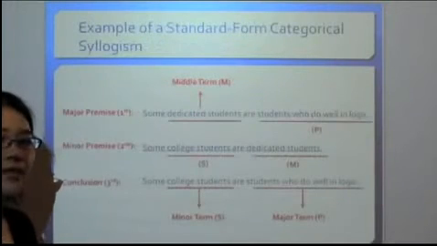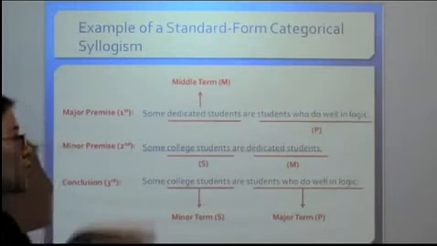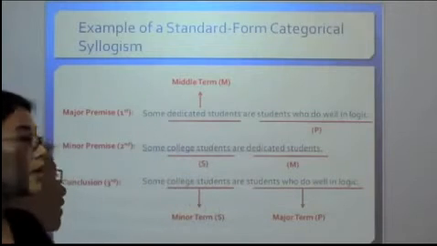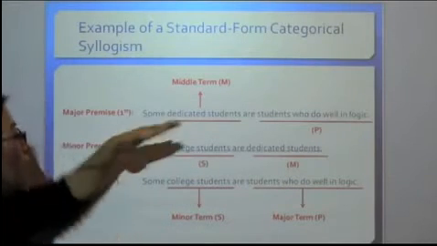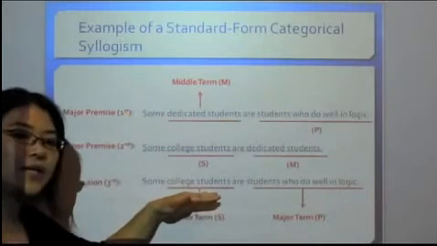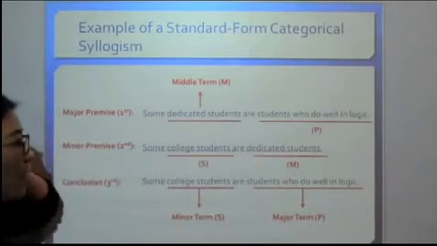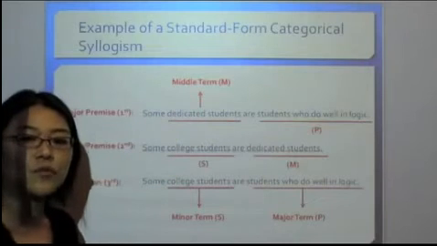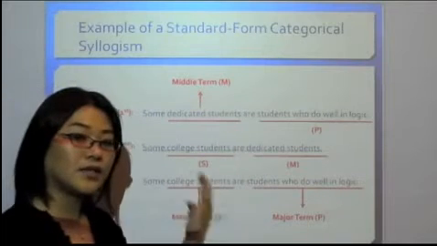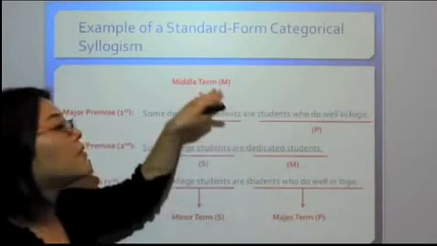Okay, so here we have an example of a standard form categorical syllogism. Now, the first thing to note about this example is that it is a deductive argument, okay? And not only is it a deductive argument, but it is constituted by three statements. 1, 2, 3. And two of these statements are premises, and one of them is a conclusion. Okay, so this is why it's actually a syllogism. Furthermore, all of these statements are standard form categorical statements. Now notice how here we actually have three different kinds of terms. We have the minor term, the major term, and the middle term.